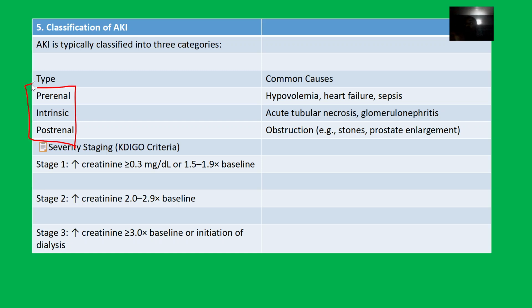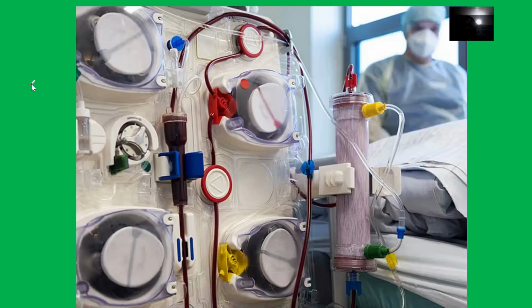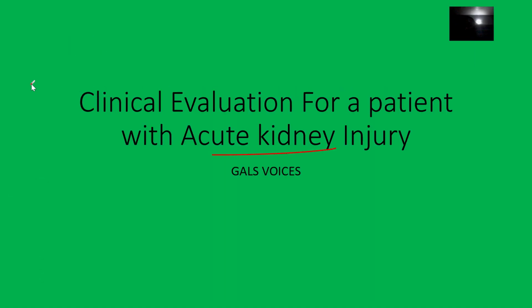So the injury could be before the kidneys, that's in the blood vessels bringing blood to the kidney. Sometimes the issue is within the kidney itself. Sometimes the issue is after urine has been formed in the kidney, so this urine can be put out of the body. That's where you have those issues coming in. So that's it for the clinical evaluation of a patient with AKI.